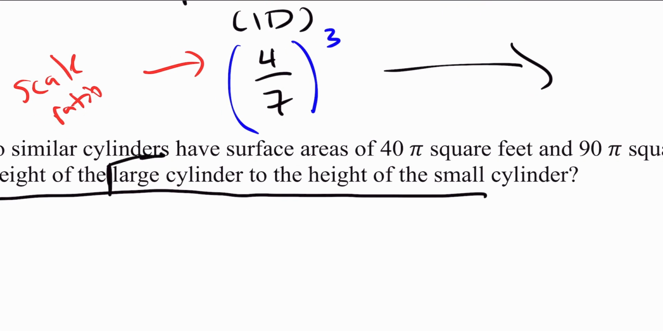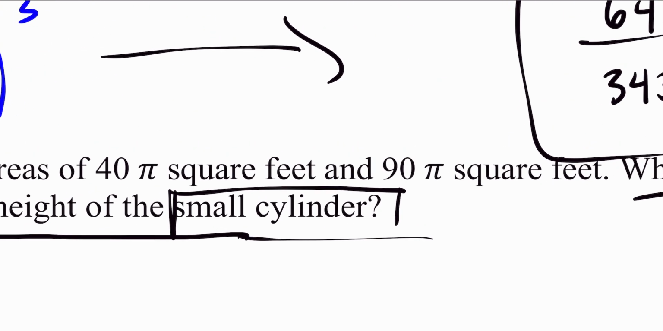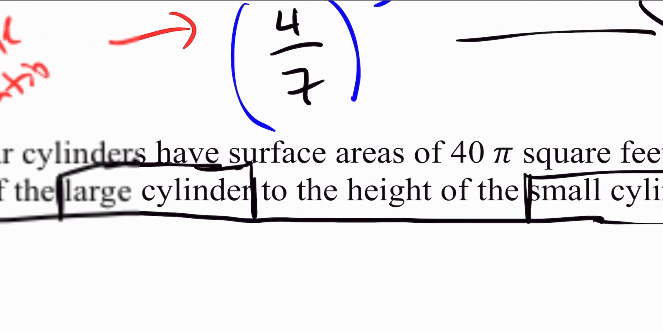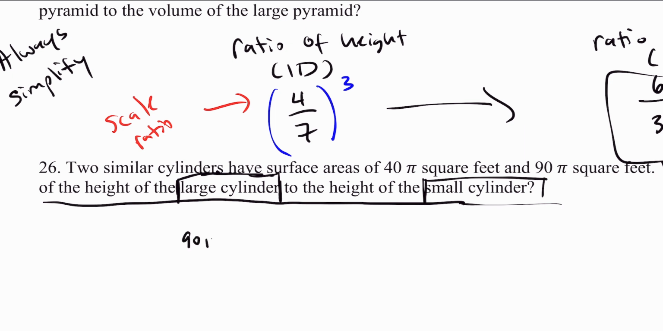Let me go ahead and box large cylinder to the small cylinder. Look, I'm dealing with 40 over 90, yes? So, what number goes up top, 40 or 90? Well, it's going from large to small, so I need to put 90 pi first, because that's the bigger number. Divide that by 40 pi. We have the ratio of the surface areas. What dimension is surface area in? 2 dimension.